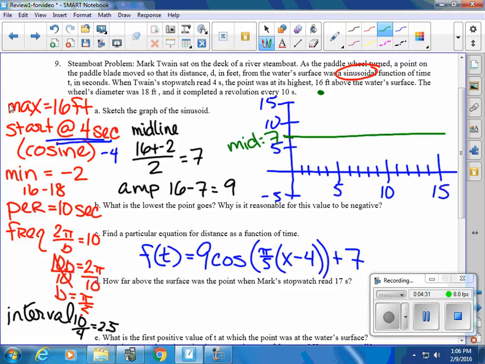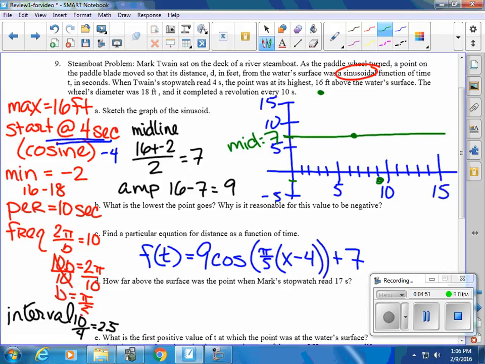Because then the intervals are 2.5. So 2.5 seconds after 4 is 6.5, and so I'm going to put a 0. And then I'm going to a minimum next, which was -2. So it's going to be somewhere down here. And I'm going 2.5 seconds after 6.5, which brings me to 9.